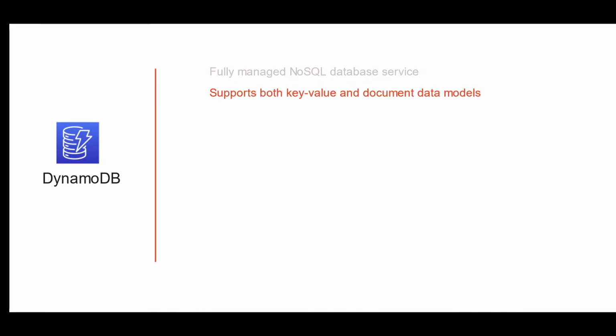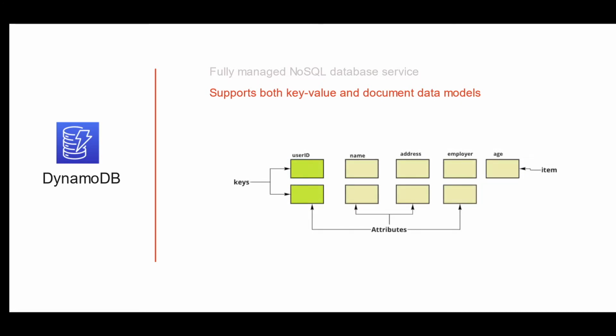It provides both key value and document data models that are widely used in e-commerce, mobile, or any internet scale applications. With key value, you have a unique key, for example, user ID, and some values associated with it. And the attributes like the name, address, or employer, or different items may have different attributes, but they can be stored in the same table.